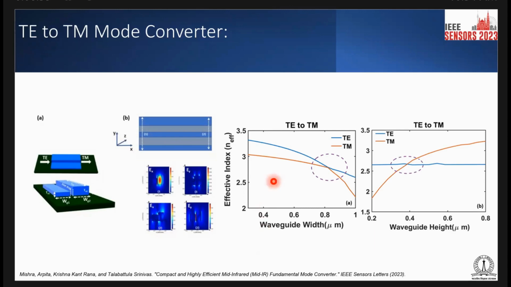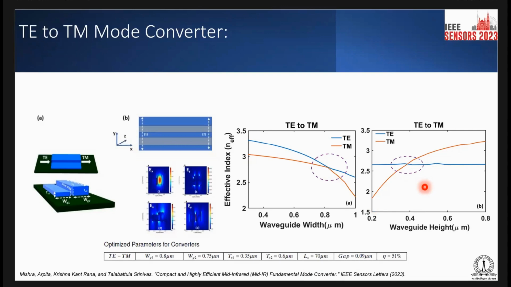In this effective index versus waveguide width plot, you can see that around 800 nanometer we have an overlap between the effective index of the TE and TM. As we can say, this is a hybrid mode. At this point, we can use this 800 nanometer as our TE to TM mode converter waveguide width, and the same thing with the waveguide height.